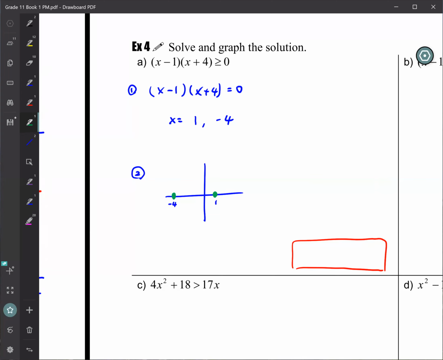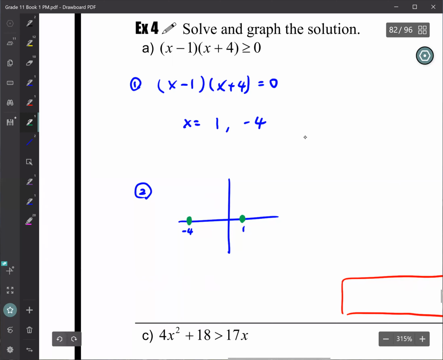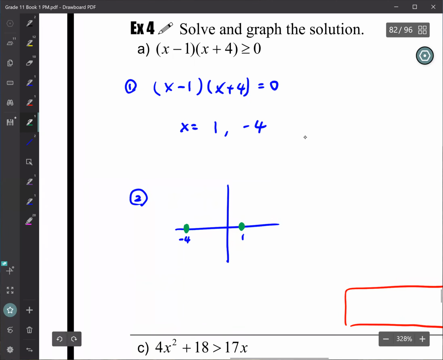Okay, how to tell if it opens up or down? Any volunteer want to tell us how you tell open up or down for this one? Those of you who got it, can you tell us how you figured out open up or down? You multiply the two x's in the factors, because they already factored it, right? So you multiply it and then see if that number is positive or negative.